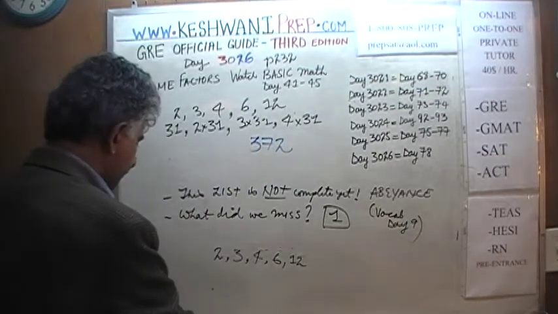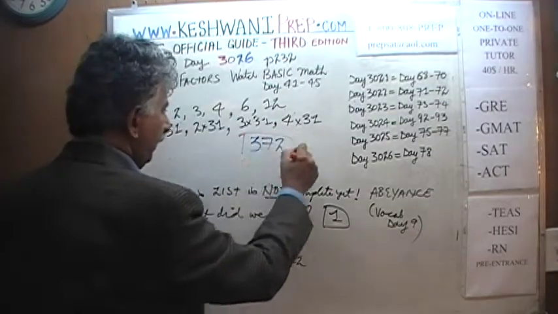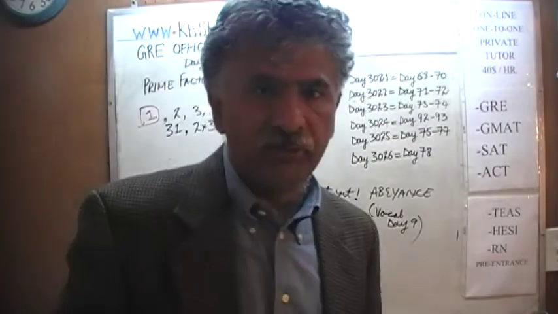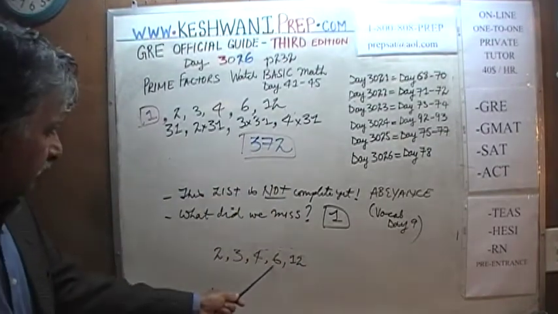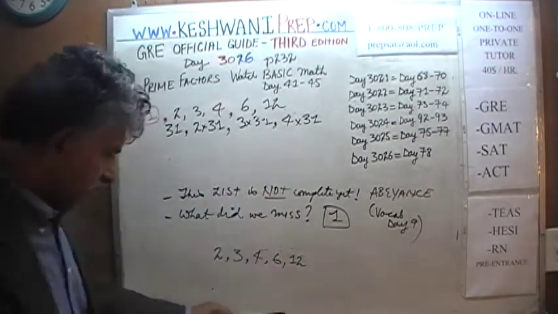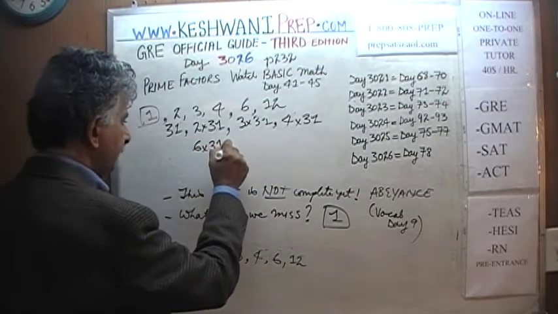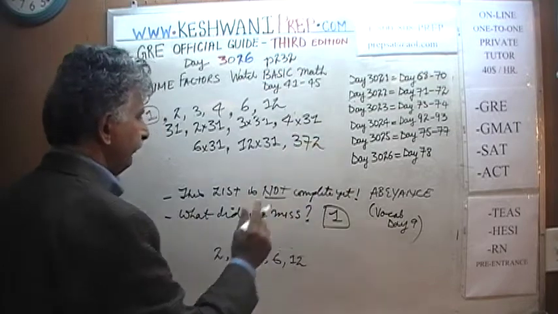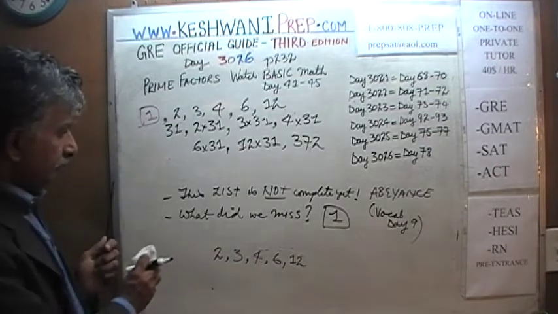And you mustn't forget 1 at the beginning. The 1 and the number itself. That is a complete list of all the factors of 372. Oh, I missed the 6 times 31, didn't I? What happened to 6 times 31 and 12 times 31? I must have erased it. 4 times 31, 6 times 31, 12 times 31, and finally 372 itself. That's it. That's all it was. We're done.